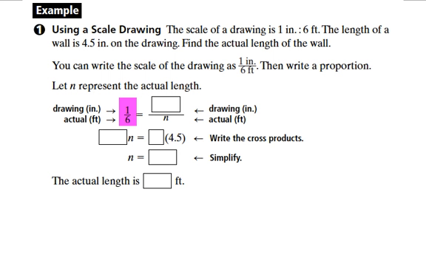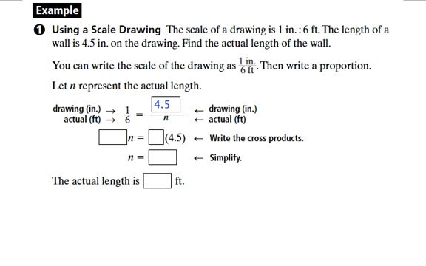Then write a proportion. We're going to let n represent the actual length. So when we set up the second proportion, because we knew the drawing amount of 4.5 inches, that's going to go on the top, and n, the actual length of the wall, is going to go on the bottom because we're putting the inches, the drawing measurement, over the actual measurement of the object.